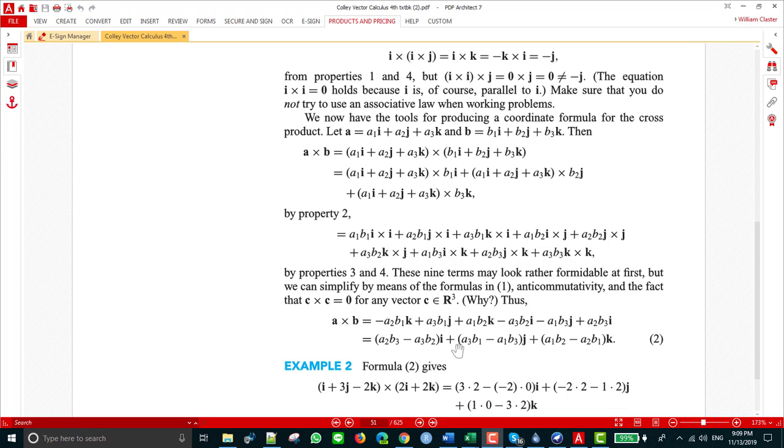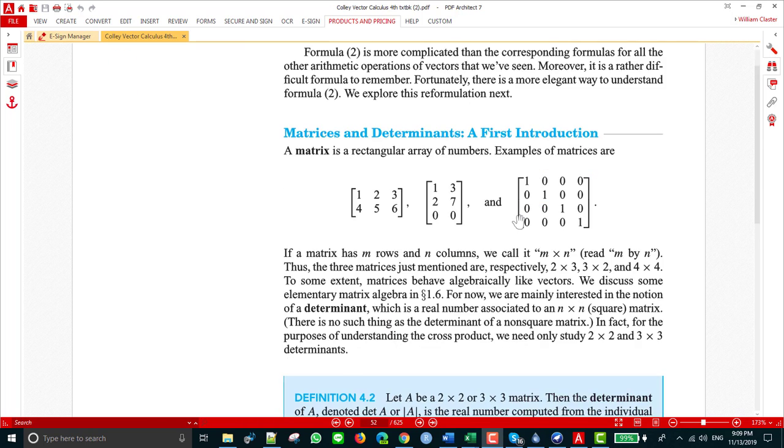So how can we remember this? Because it looks like a mess. Look at how we're going to write A: A1 i, A2 j, A3 k. So we're going to use A's for the A vector, A sub 1, A sub 2, A sub 3. And for the B's, we're using B sub 1, B sub 2, B sub 3. Now let's see what we've got down there.